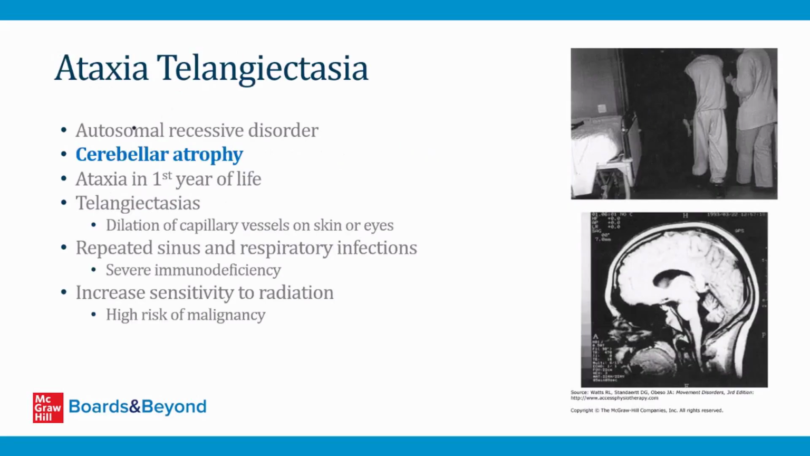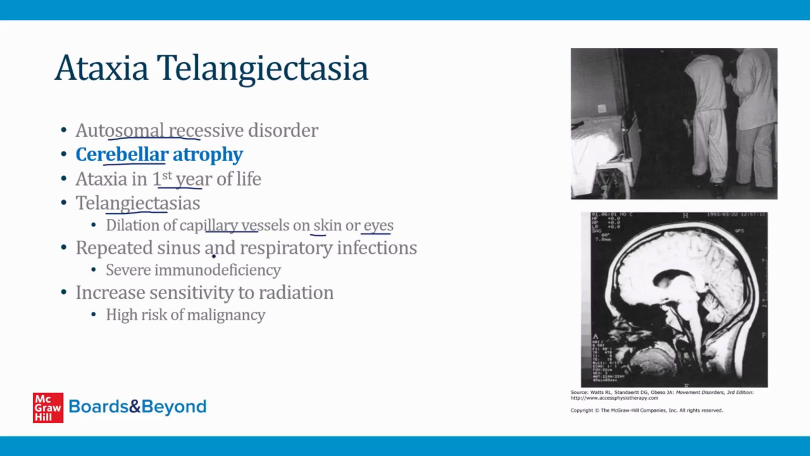So ataxia telangiectasia is an autosomal recessive disorder, and it leads to ataxia or loss of balance because of atrophy of the cerebellum. This usually begins in the first year of life. I'll talk more about this in a second. It's called ataxia telangiectasia because it's also associated with telangiectasias. These are dilations of capillary vessels, either on the skin or sometimes on the conjunctiva of the eyes.